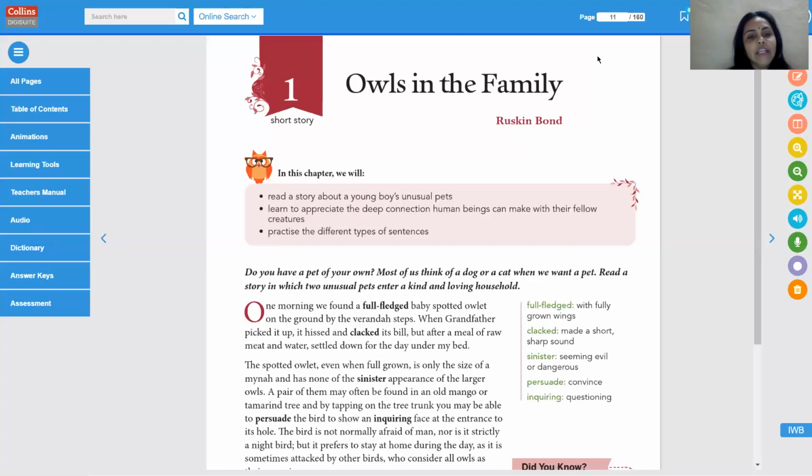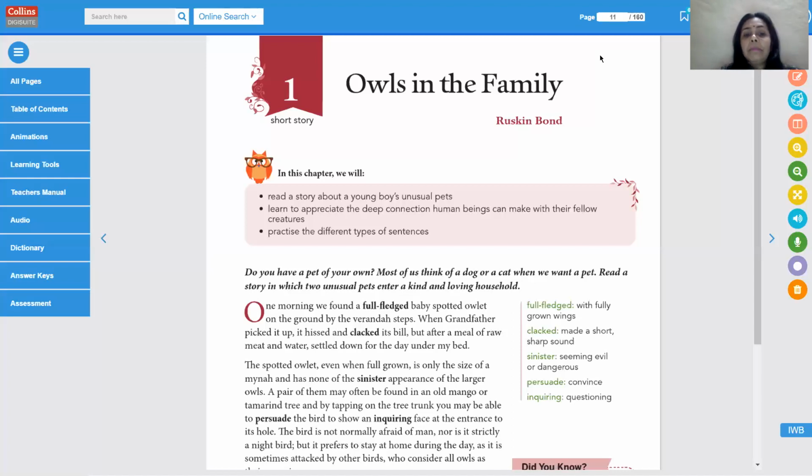So what is the highlight? First of all, read the story about a young boy's unusual pets. Learn to appreciate the deep connection which human beings can make with their fellow creatures. Here, creatures is a very important word, because fellow creatures does not only mean human to human, but all the creatures in the world. Though we think that humans are superior as we have brain, God has gifted every creature its own special quality, and it should be nurtured and respected.